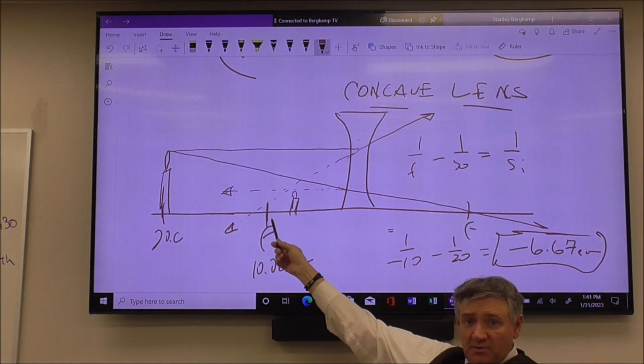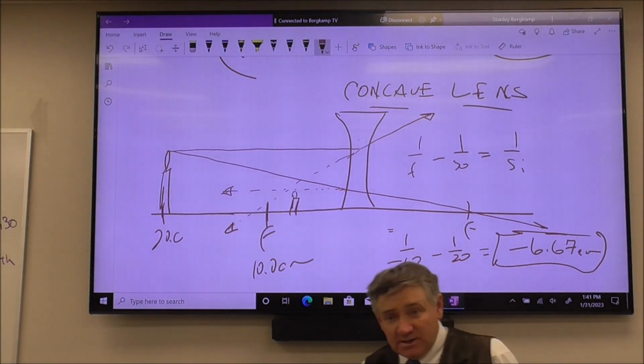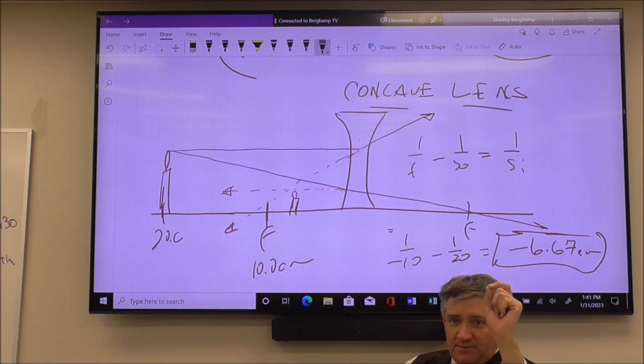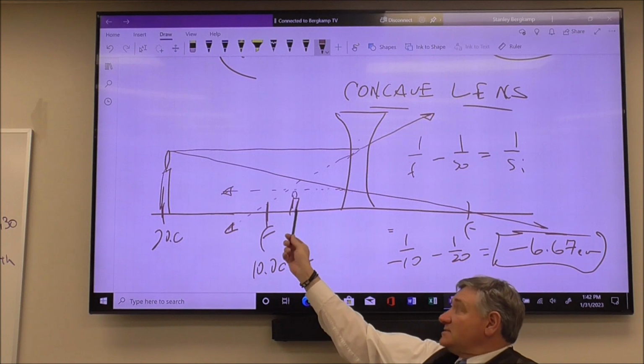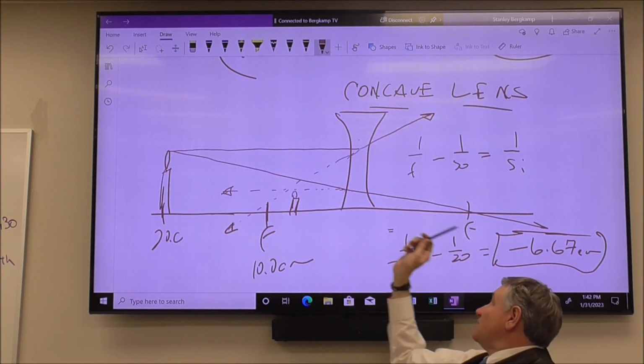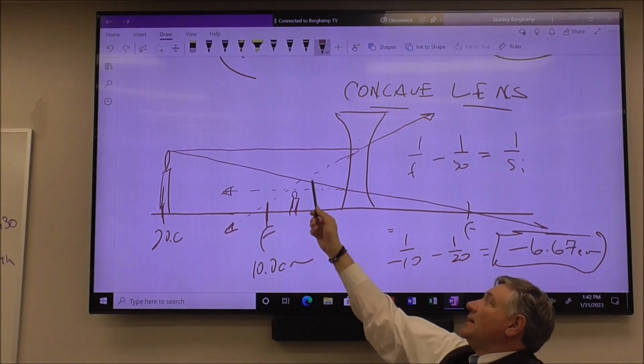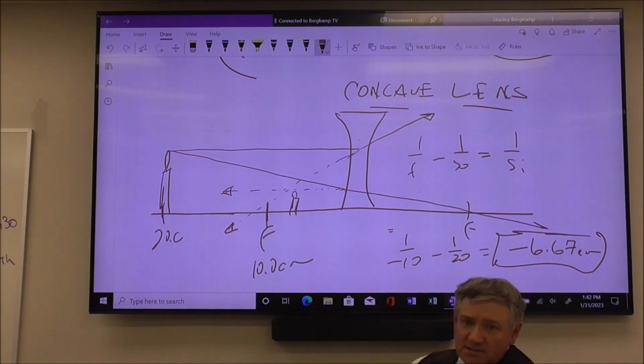So here's your focal length. Your candle is showing up inside of that focal length. So this calculated value of my image distance is inside that focal length.